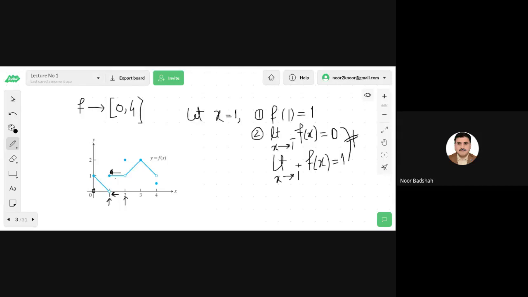It means limit x goes to 1, f of x does not exist. If it doesn't exist, it means condition number 2 is not satisfied. Therefore, f is not continuous. Or you say it is discontinuous at x equal to 1.